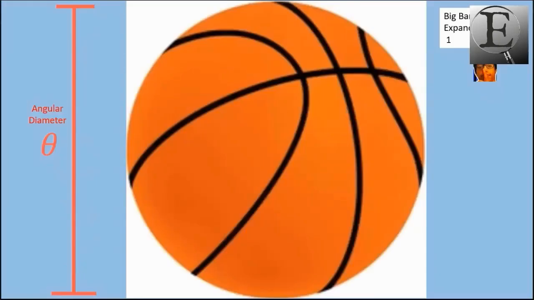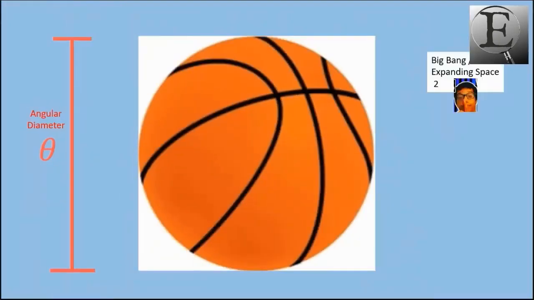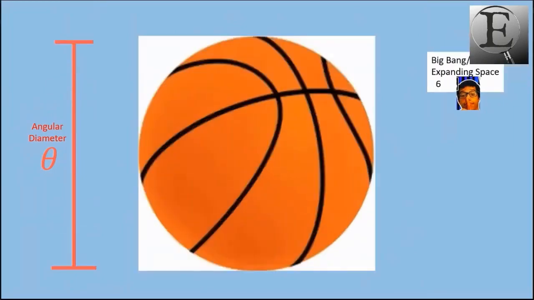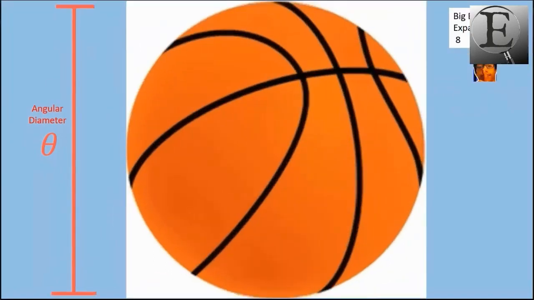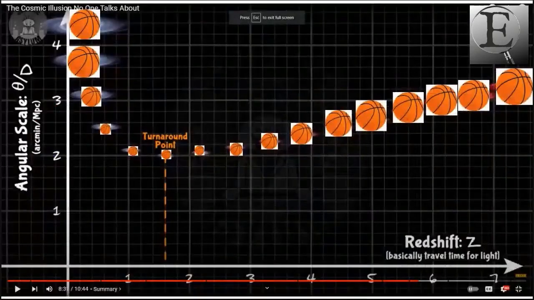In contrast, in the Big Bang model, as an observed object is further and further from us, that is to say more redshifted, its angular diameter doesn't shrink as fast, and in fact at some point will start looking bigger. The point where the object starts to look bigger is known as the angular turnaround point.